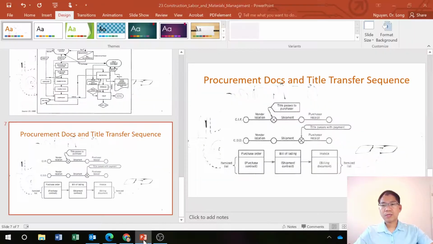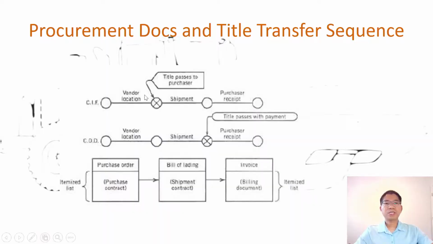So let's go back to here. If it's a CIF contract, then during the shipment, it is the purchaser, the contractor, who has to pay, because the title passed to the purchaser at the vendor location. You see that if it's CIF. COD, cash on delivery, then the concrete producer will have to take responsibility. Typically this is the case, COD, for concrete delivery, because the concrete truck is basically from the producer. That's why I say most likely, but it may happen if the contract is CIF.